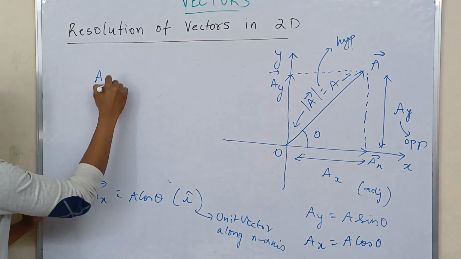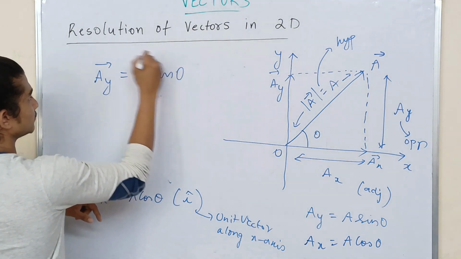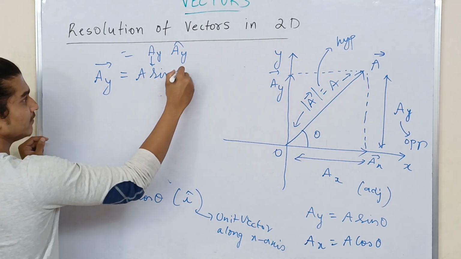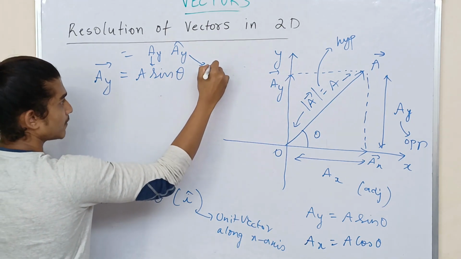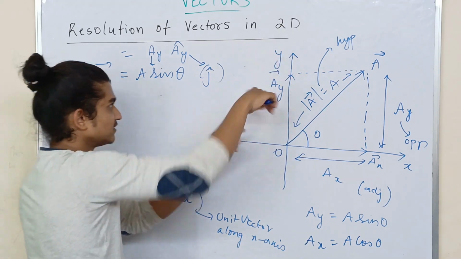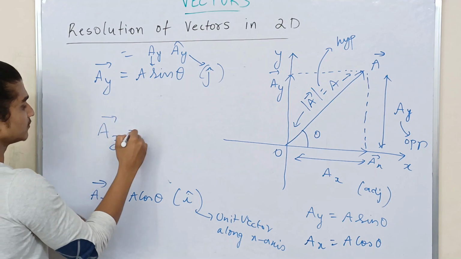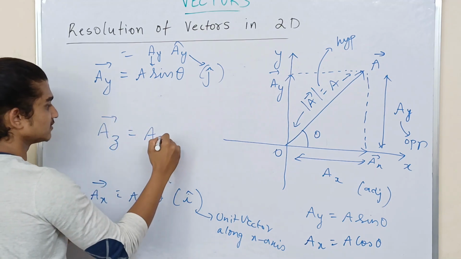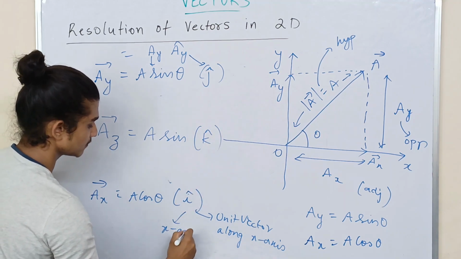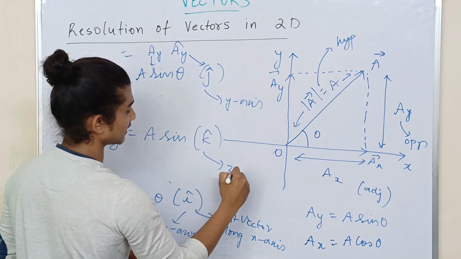Similarly, my ay vector is going to be a into sin theta, so ay into ay cap. So ay is a into sin theta, whereas ay cap is equal to j cap. If a vector is directed towards the y-axis, it is called j cap. Similarly, in three dimensions, z cap is along the z-axis, so a sin theta into k cap. So i cap means along the x-axis, j cap means along the y-axis, k cap means along the z-axis.